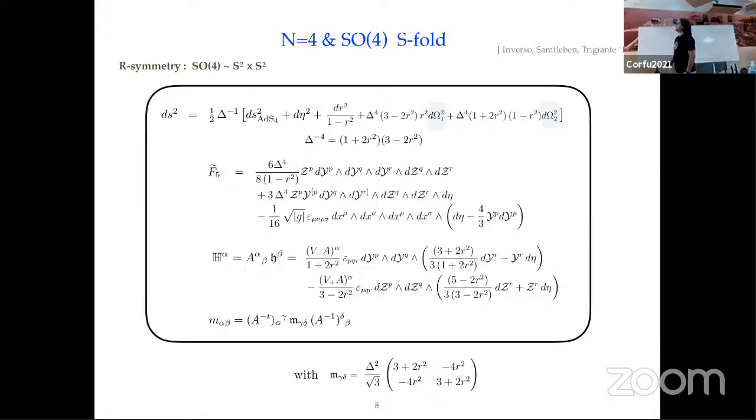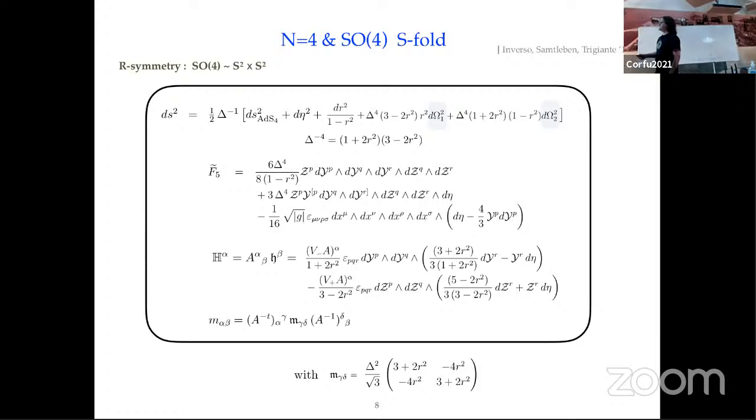Okay. So then you can keep on going, and then you can find the largest symmetric S-fold, which is the one that has N=4 supersymmetry and SO4 symmetry. So in this case, the SO4 symmetry arises from an S2 times S2 geometry that you can see here. This is the volume form for the first two-sphere. This is the volume form for the second sphere. And then there is also this coordinate r, which is an interval. So essentially what you see is the five-sphere as an interval times S2 times S2. And this time, this SO4 symmetry that you see here becomes the R-symmetry in the would-be S-fold CFT dual.